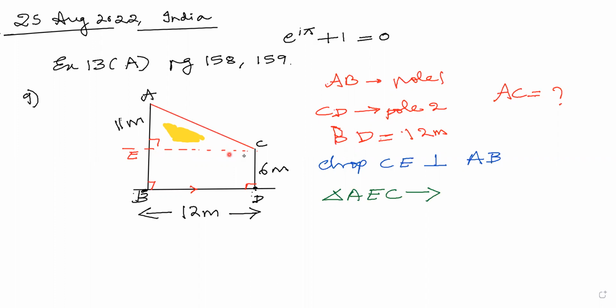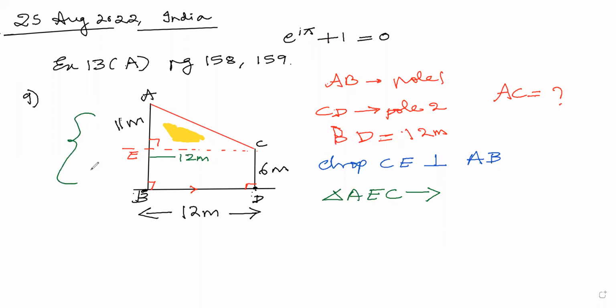EC, just follow my pointer. EC is how much? Same as BD, isn't it? So EC is equal to BD and it will be 12 meters. Let me put in that piece of information as well. So this is 12 meters. Now observe carefully, AB is 11. This entire thing is 11. So EB will be 6. CD is equal to EB is equal to 6. So this will be 6.